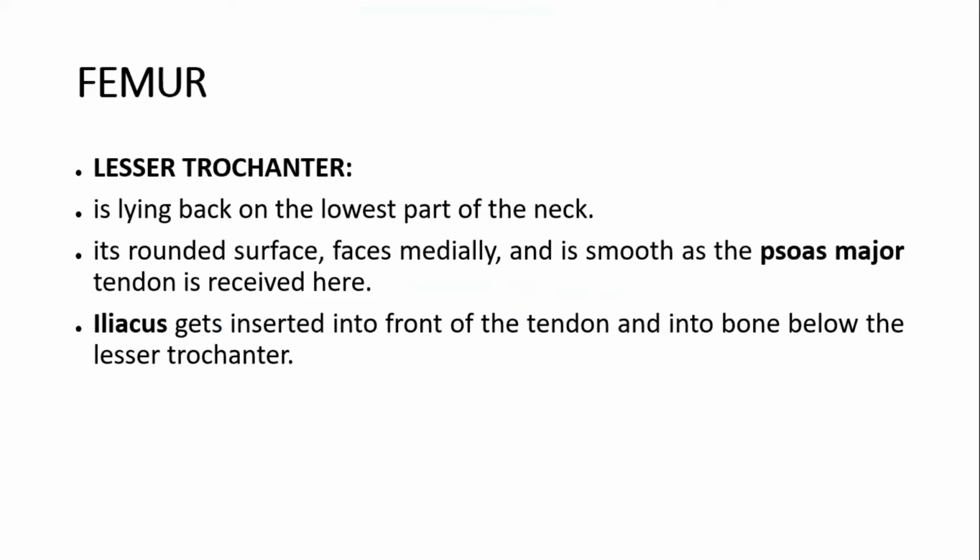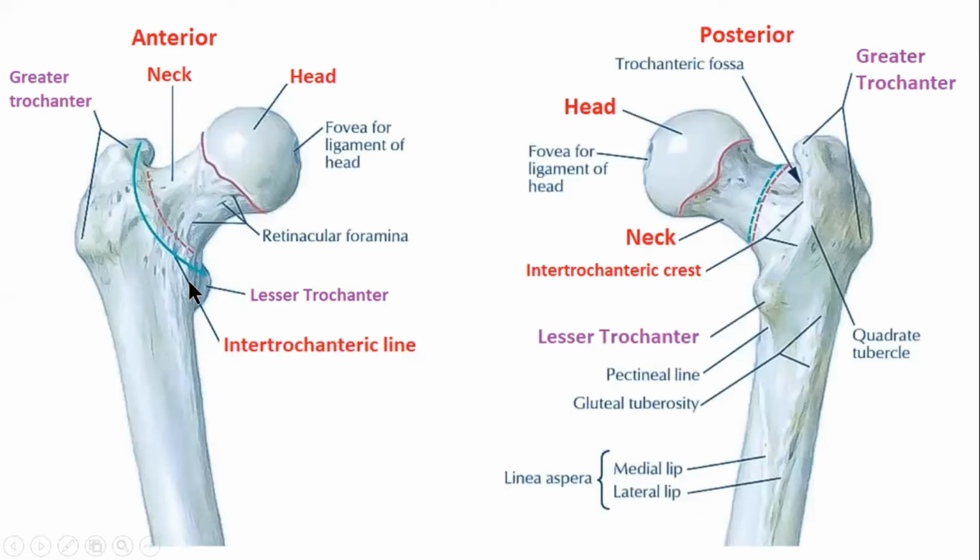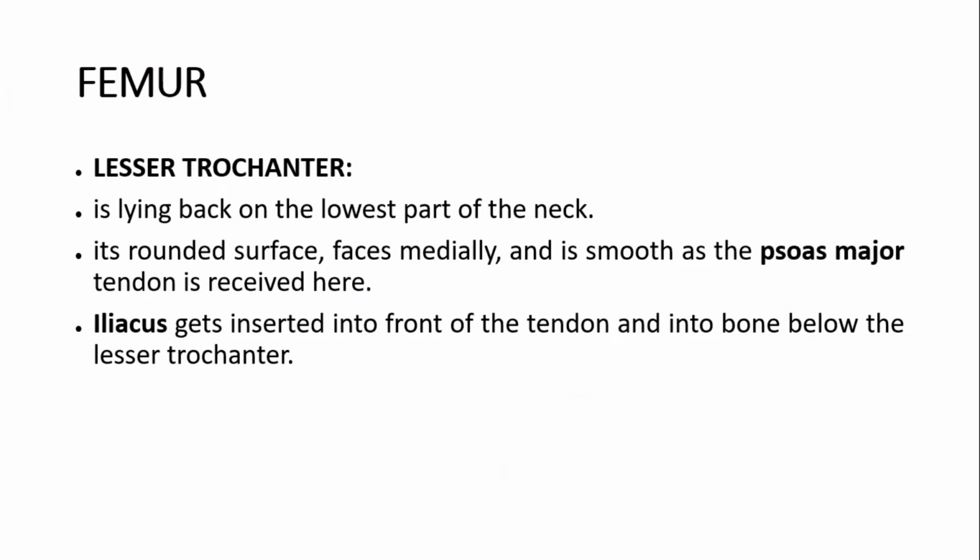And now this was the greater trochanter discussion, and now the lesser trochanter. It is lying back on the lowest part of the neck. You could see this is the lesser trochanter. This is the neck, and this is the lower part of the neck. It's lying over here. Its rounded surface faces medially and is smooth as the psoas major tendon is received here.